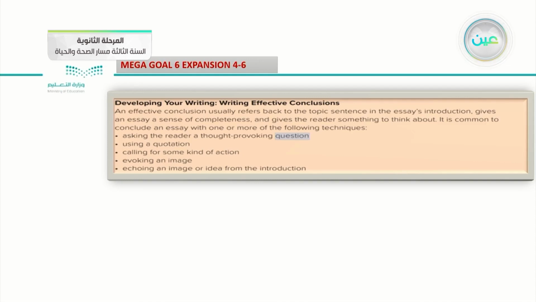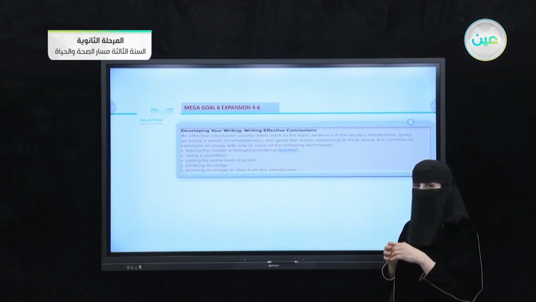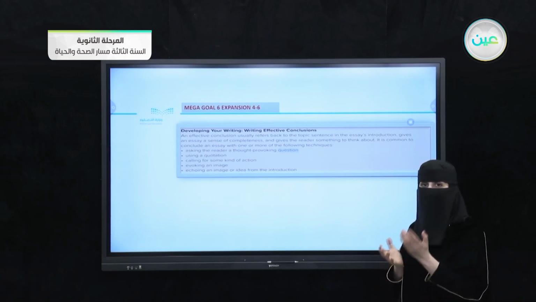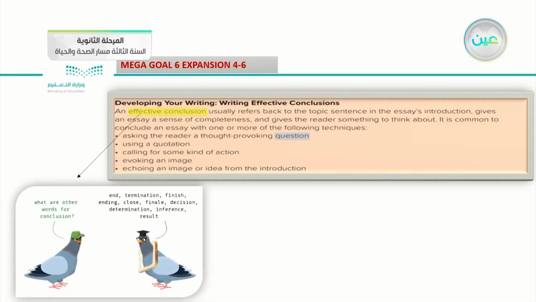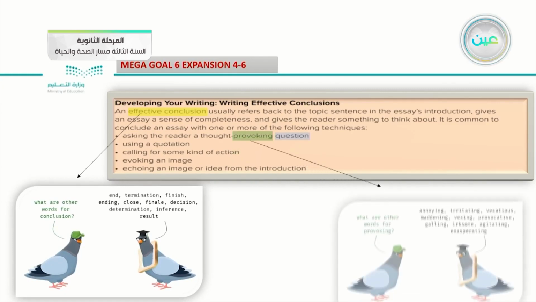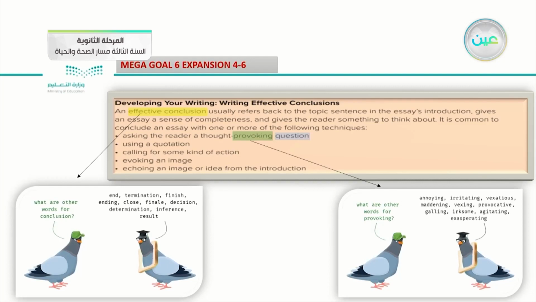It is common to conclude an essay with one or more of the following techniques. These are techniques we should apply in our effective conclusion, to make it easy and clear for your reader. Number one, asking the reader a thought-provoking question. What do they mean by provoking a question? Provoking means annoying, irritating, vexatious, maddening, vexing, and so on. There are a lot of synonyms for provoking.